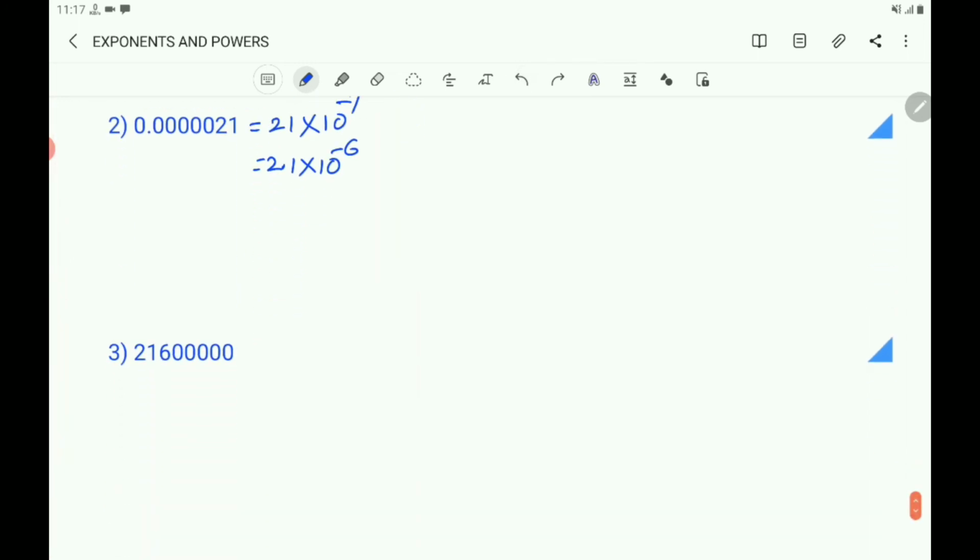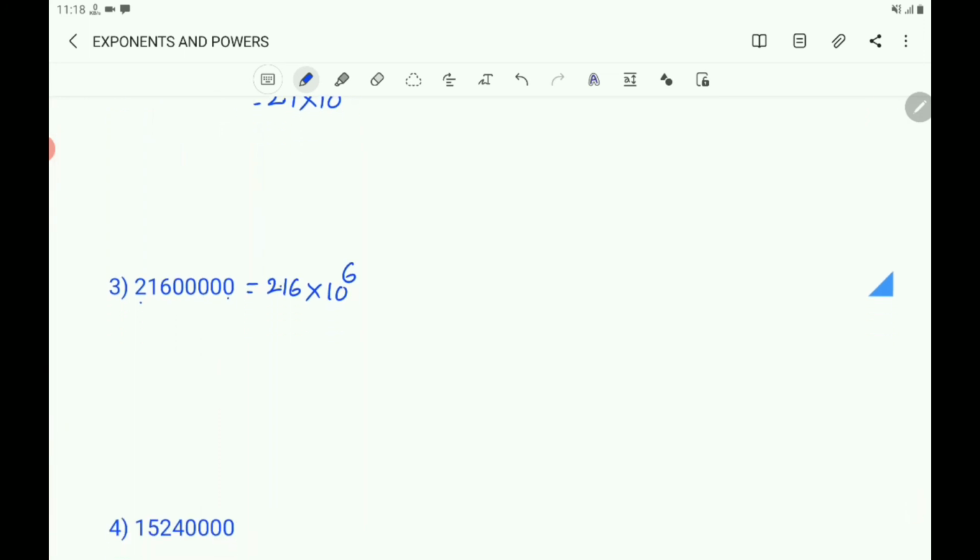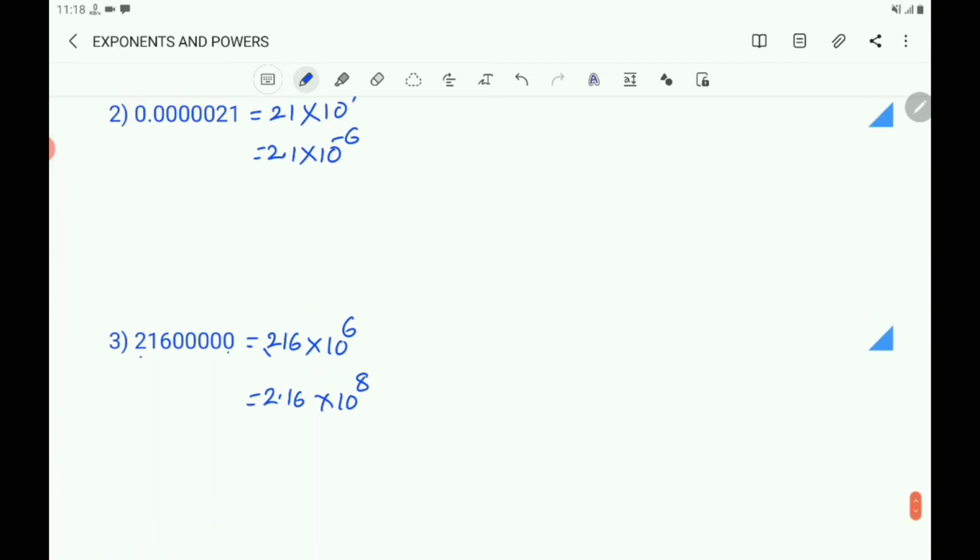Next, here it is 2 crore 16 lakh. You can write 216 into 1, 2, 3, 4, 5, 10 to the power of 6. Or if you want to take the decimal point here, 2.16, then it becomes 2.16 into 10 power 8. Both are same here. Or otherwise you can also write 21.6 into 10 power 7. That is, they are all same.